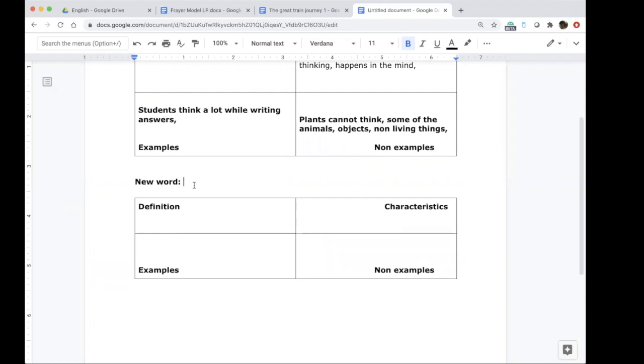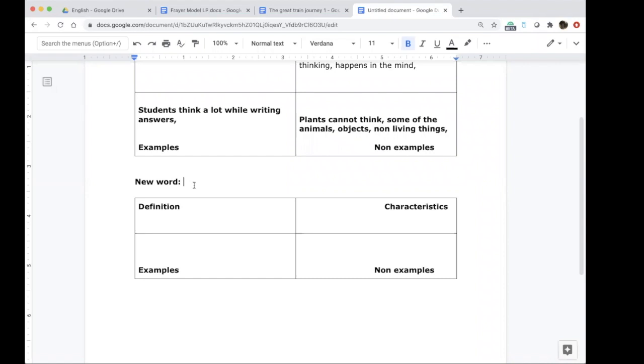We will try to pick something that is a little bit hard, so we will know how the Frayer model will help us understand. So can you think of any other word which is a little bit hard? Stone, sir. Stone. Yeah. S-T-O-N-E.